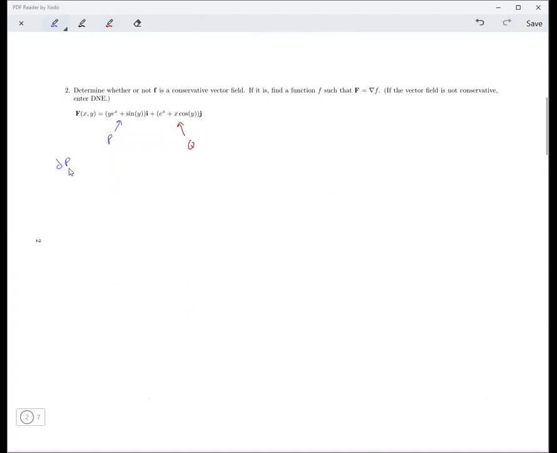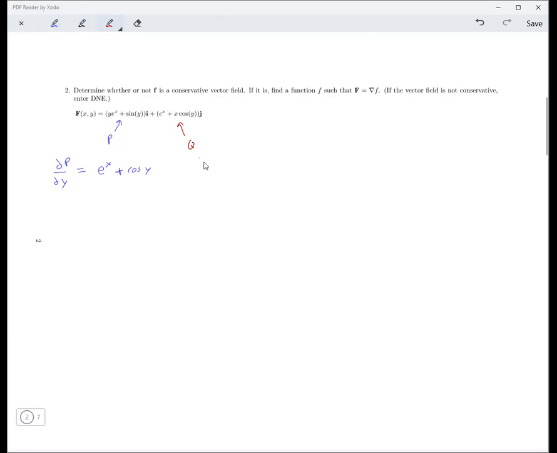Okay, so partial of P with respect to Y. So you're taking the partial of the first function with respect to the second variable. That's going to be the partial of this with respect to Y. So treat all x's as constants, and this will be just e to the x. And this is going to be cosine y. So that's e to the x plus cosine y.